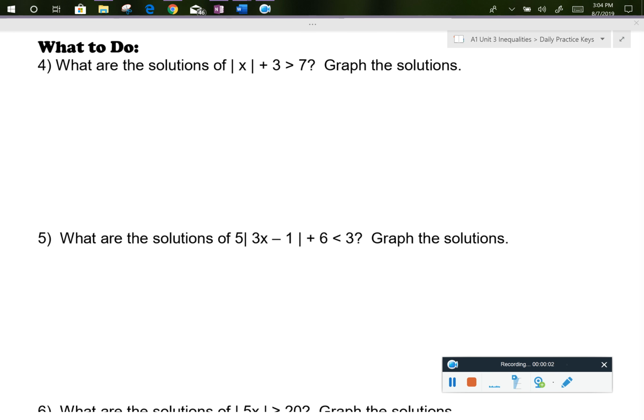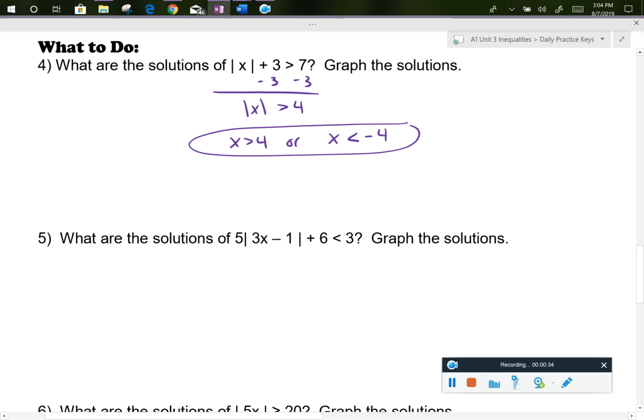Before we can create our two inequalities, we have to start by isolating the absolute value. We'll subtract 3 from each side, with the absolute value of x is greater than 4. This allows us now to split. Remember, greater than means an or problem because our distance is further away than 4. So we've got x is greater than 4 or x is less than negative 4. Because the positive 4 is changing its sign, the inequality symbol must change as well.